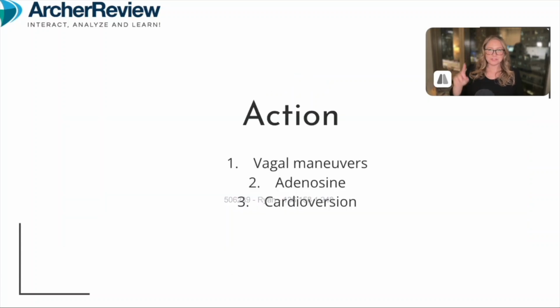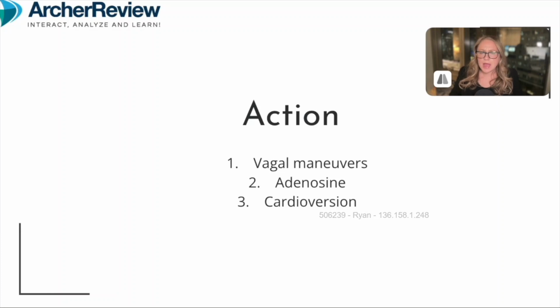All right, first, vagal maneuvers. If your client is stable, have them bear down. Is this client stable? No, they're profoundly hypotensive and desaturated. So I'm not going to try vagal maneuvers. I'll go right to step 2, adenosine. Remember, that's pharmacologic cardioversion.